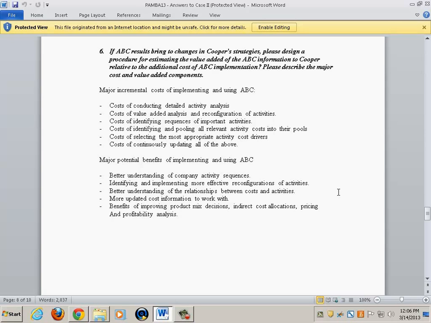And of course, most of the time, more updated, accurate cost information to work with on the basis, and you can avoid grave errors.